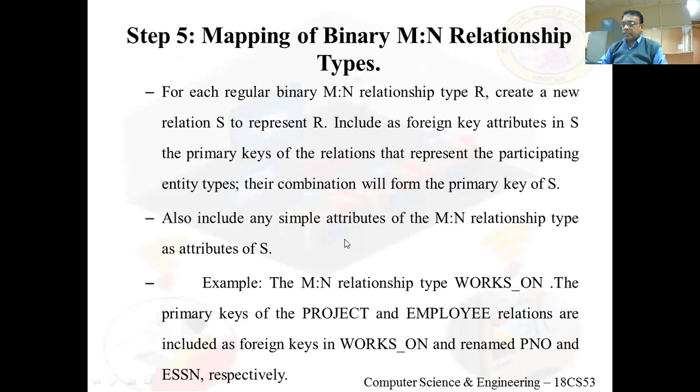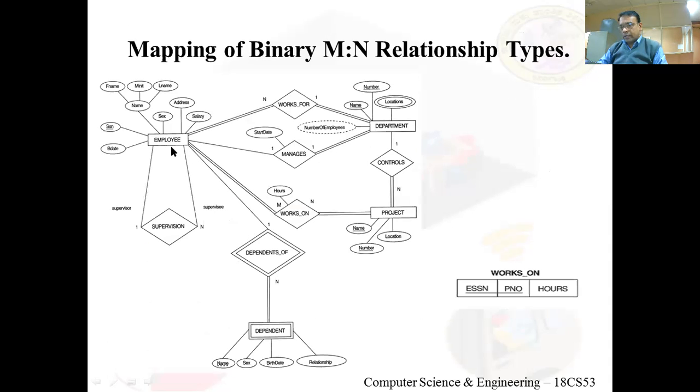So we'll go through the next things. Include as foreign key attributes in S the primary keys of the relations that represent the participating entity types. As a foreign key, take the primary key of employee, SSN. I have added it here and renamed it to ESSN. Take the primary key of the project, rename it to project number, and make these two attributes the primary key. It is a composite primary key. Composite in the sense that more than one attribute gives us the primary key. So the combination of ESSN and project number gives us the primary key. ESSN and project number are the primary key of works on.